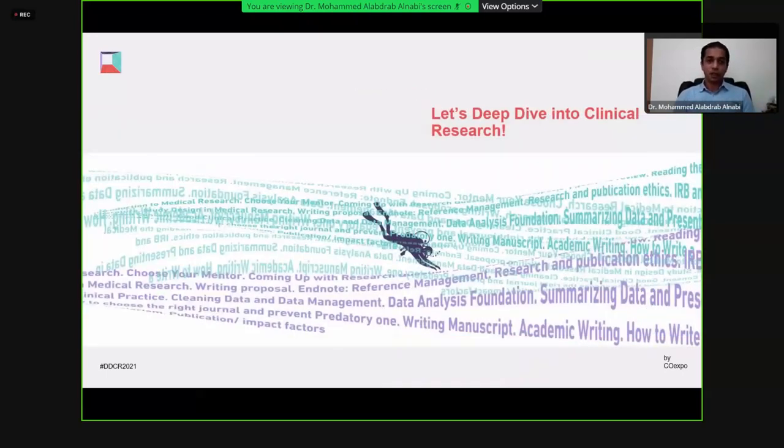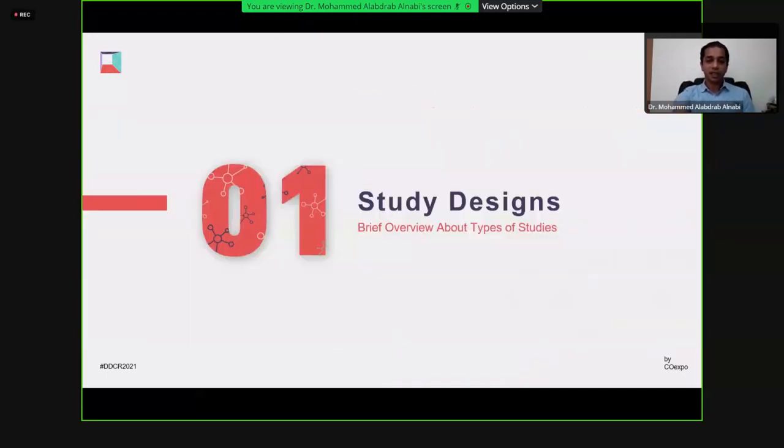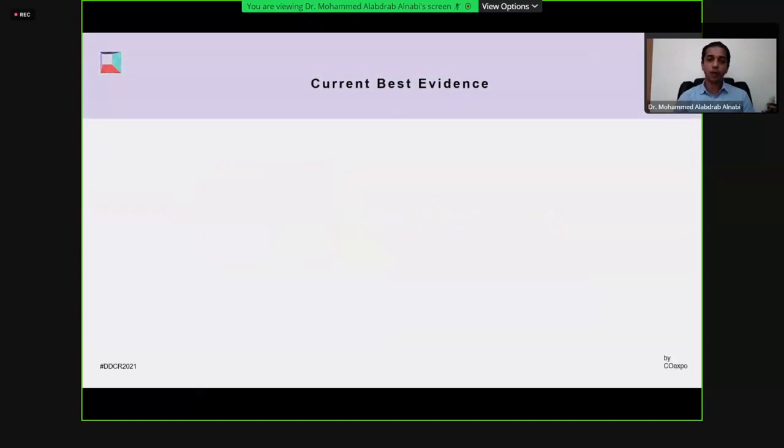Okay, so this is the agenda for today. Study designs, how to choose what you read, how to start reading the article, and then how to critically appraise the article. And we'll go through these step by step. So let's dive in. The first step is about study designs, and this is only a brief introduction. It's a brief overview about what types of studies that you could expect.